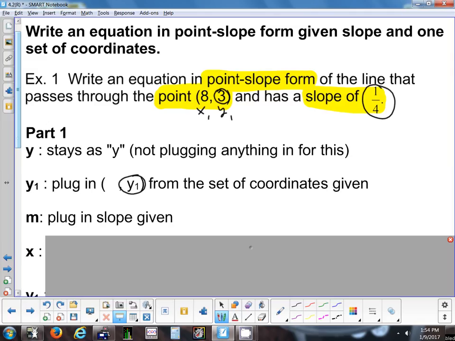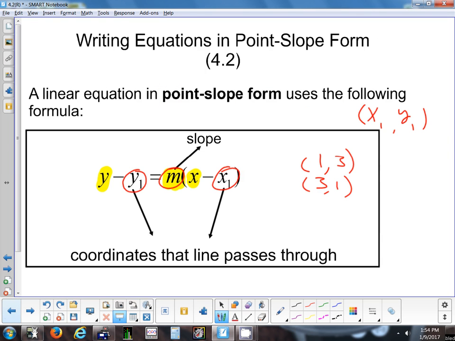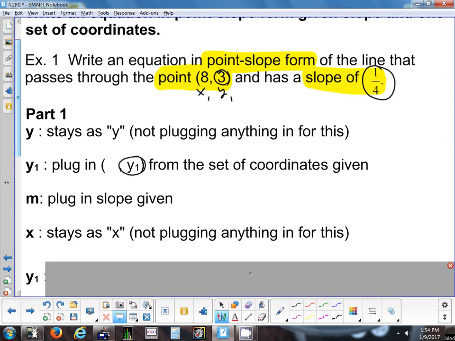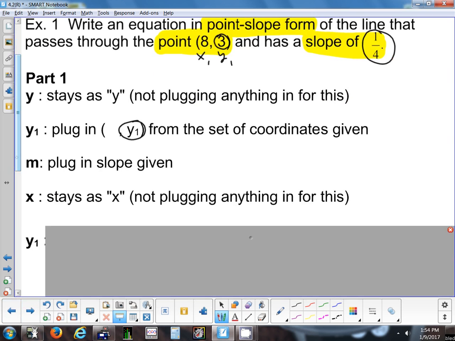All right, if I go back to the other page, is x something I circled? No, I didn't circle the x, so that means leave it alone. The x stays as x. Just like the y, you are not plugging anything in for x.